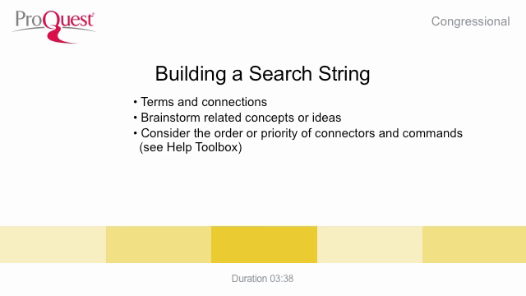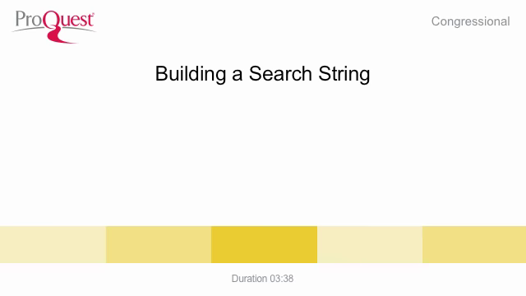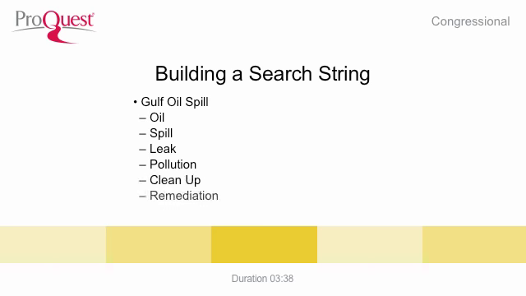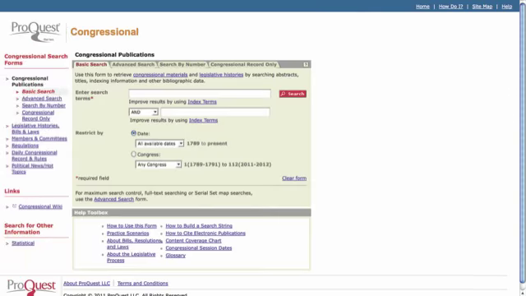For example, if you want to do a search related to an event such as the Gulf oil spill, the word oil should always be included in your search string. Then, depending on what you're looking for, you would include other words like spill or leak or pollution. If you're interested in the cleanup, you might add terms like cleanup or remediation. If you use the logical connector OR in this search form, the search system will look for the alternatives.